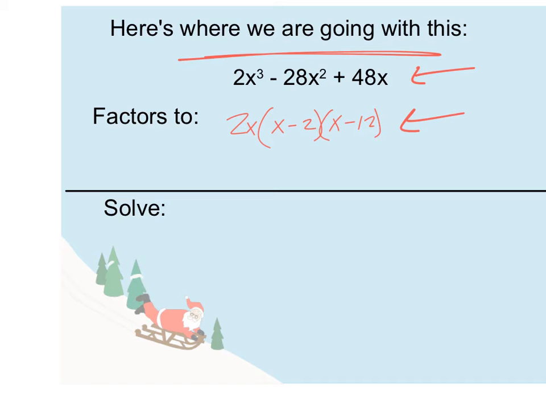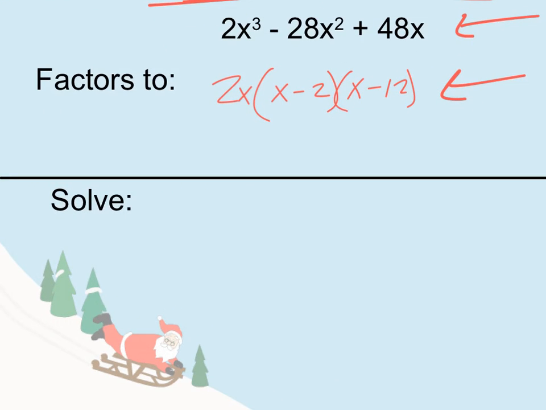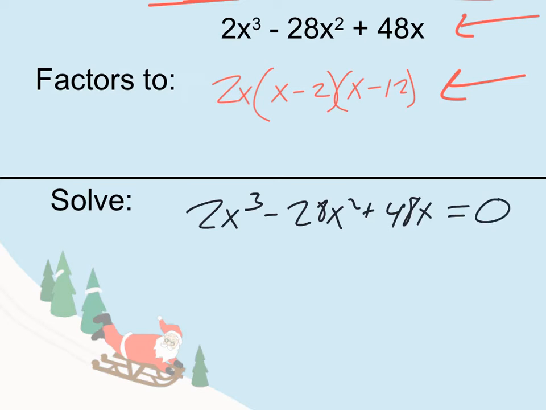Well, in the very near future, you're going to have problems just like we just did, 2x to the third minus 28x squared plus 48x, but it's going to be an equation, and it's all going to equal 0. We're going to find out how to solve quadratic equations, okay, this is actually what we want to get to. We want to get the whole equation equal to 0. That's important. That's going to be one good way we can solve them.